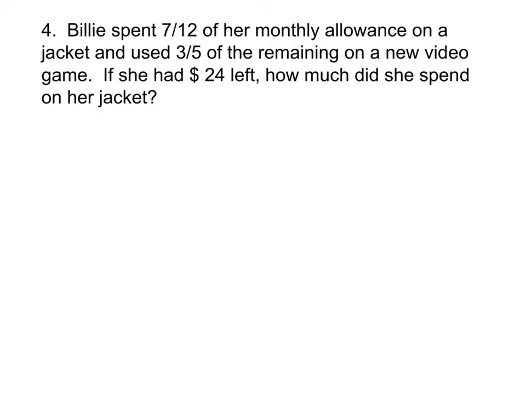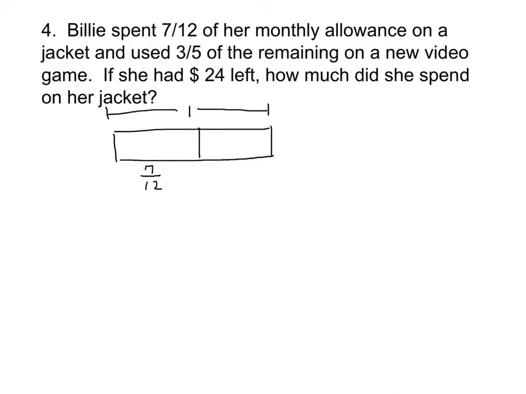Okay, in this story, we have one quantity, and that is Billy's monthly allowance. So I'm going to draw one bar that will represent all of her allowance. I'm going to put a 1 up here because that represents her one amount of her allowance. I don't know quite what that amount is yet. But it says that she spent 7/12 of her monthly allowance on a jacket. So I'm going to go a little bit over a half. And this is 7/12. And she spent that amount on a jacket.